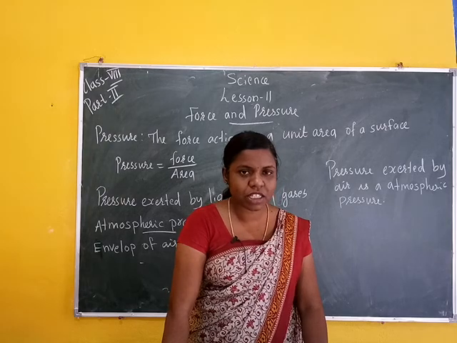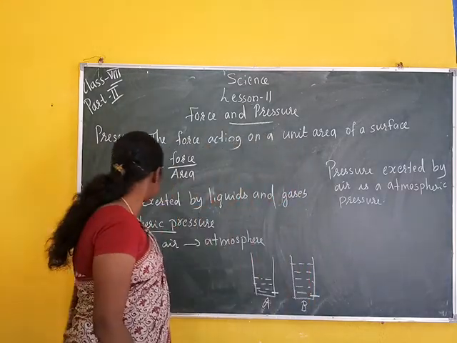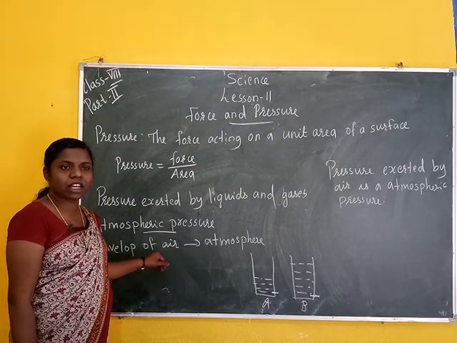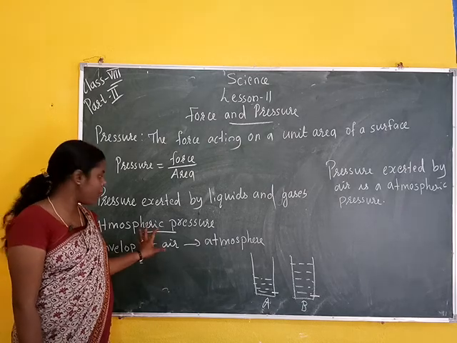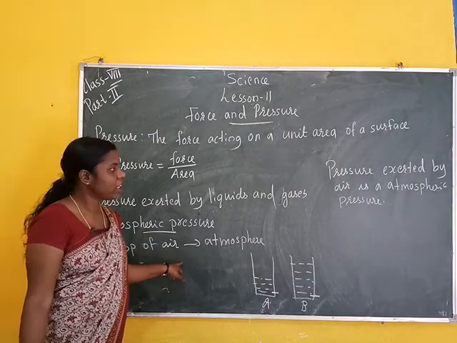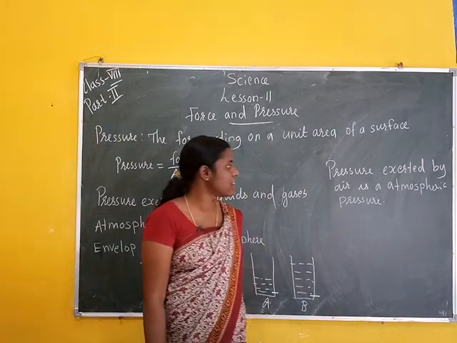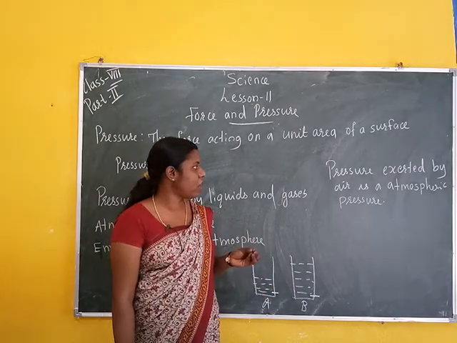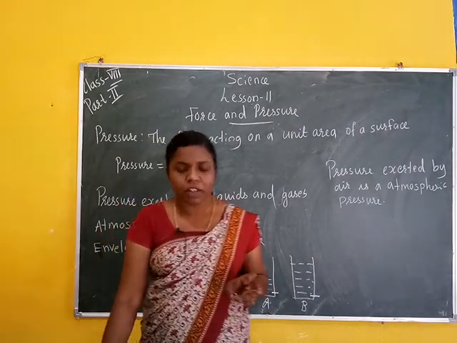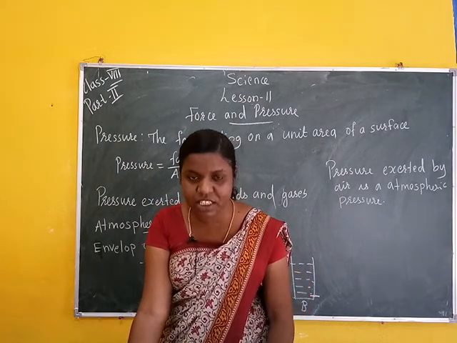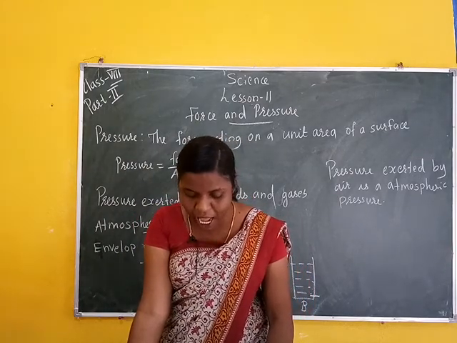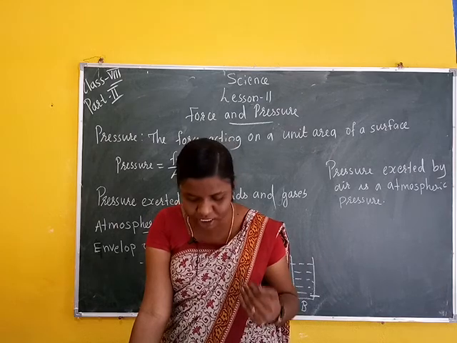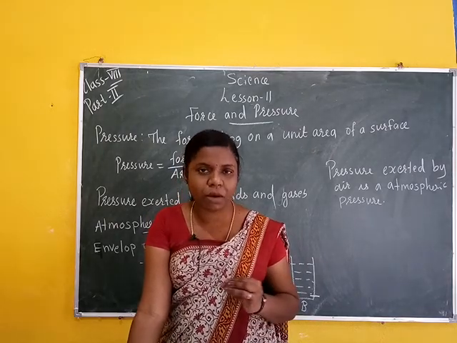A gas also exerts pressure on the walls of its container. Next is atmospheric pressure. What is atmosphere? An envelope of air is called atmosphere. The pressure exerted by air is atmospheric pressure. That means the pressure inside our bodies is always equal to the atmospheric pressure and balances the pressure from outside.